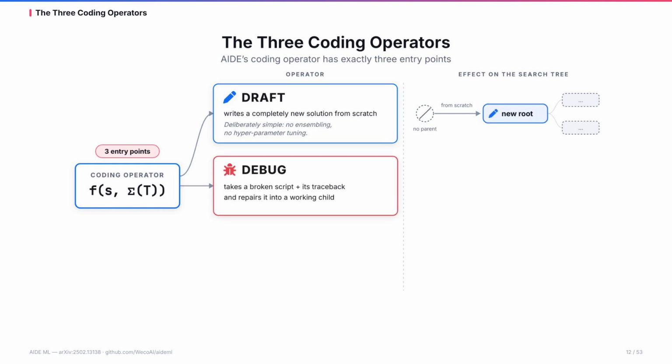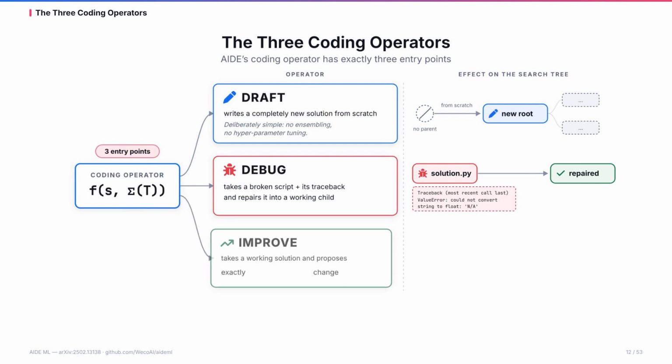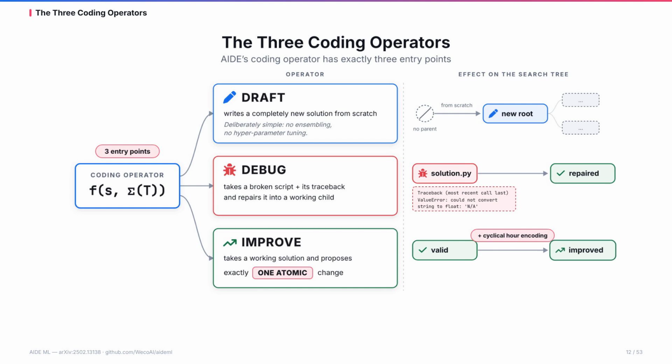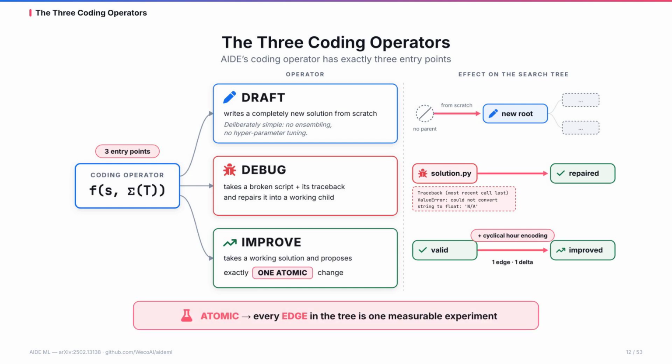Debug takes a broken script and its traceback and repairs it. Improve takes a working solution and proposes exactly one atomic change, so that the effect of that change is directly measurable. That word atomic is doing real work. It makes every edge in the tree an interpretable experiment.